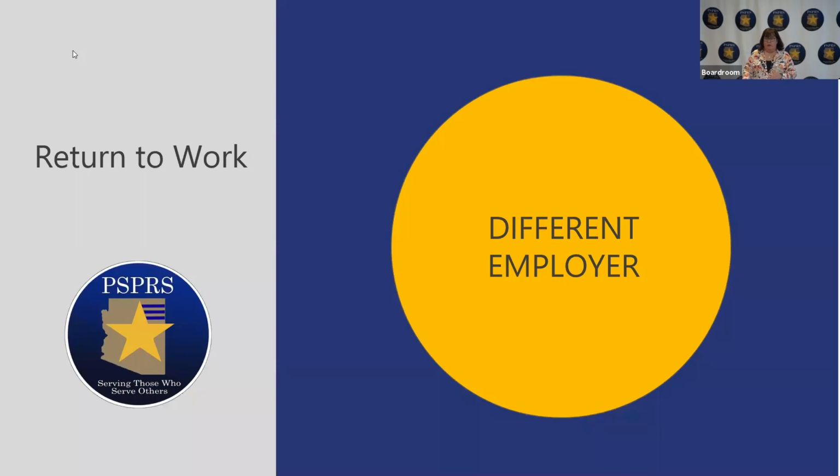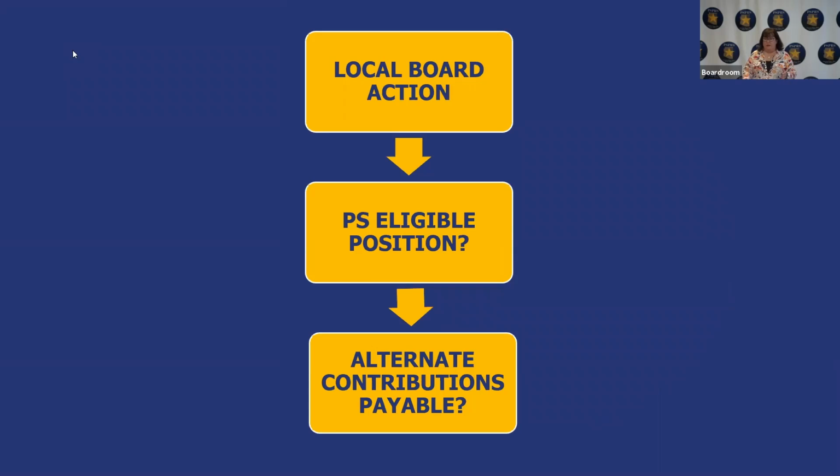Now, return to work, different employer. So the retiree retires from City of Phoenix and goes to work for City of Mesa. Again, the local board needs to take action because the employer of the plan, Mesa, has hired a retiree into a position. What we need to determine under a different employer is: is that member in a public safety eligible position or not? And is there alternate contributions payable or not?